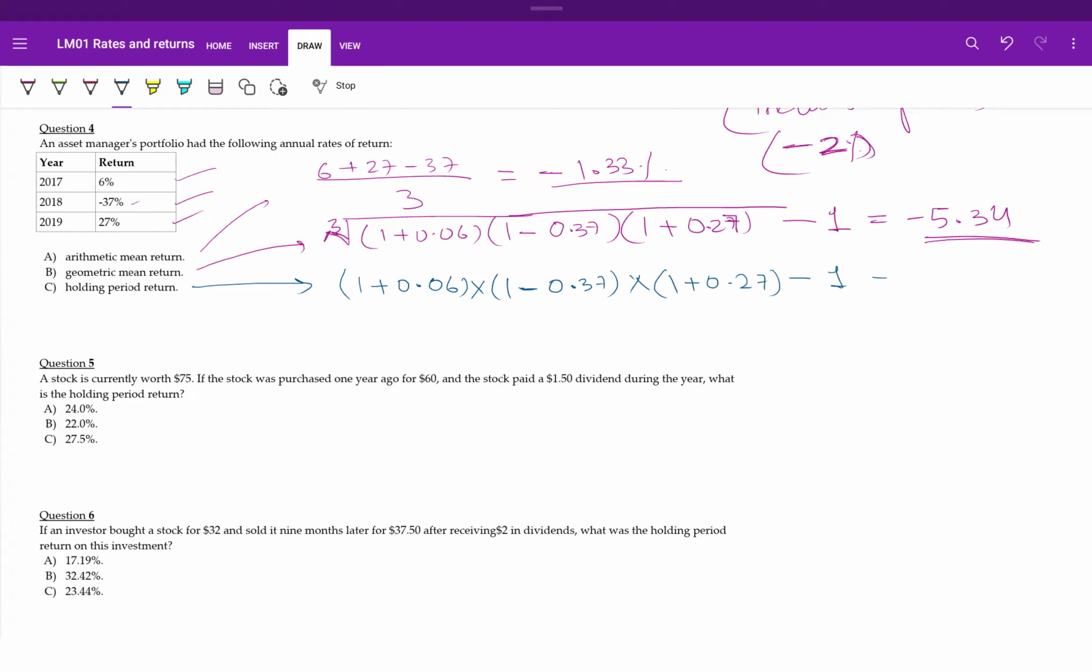So this is going to give you a holding period return of 15.2%. And the most appropriate measure to calculate these kinds of returns is the geometric mean return. So you need to understand the applicability of the concepts which we have previously discussed: where to use arithmetic mean, where to use geometric mean, and where to use holding period returns.